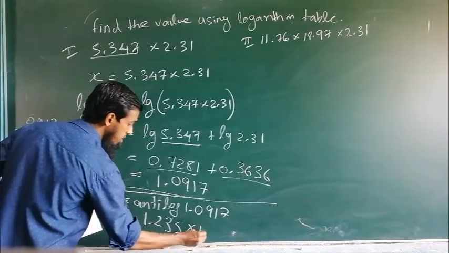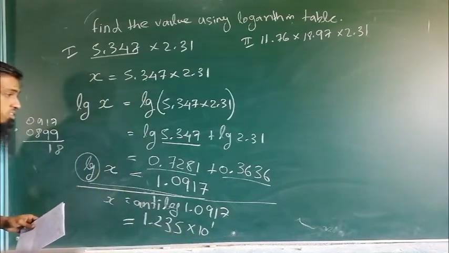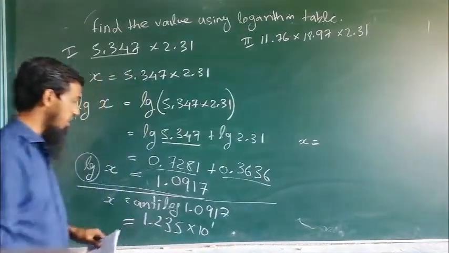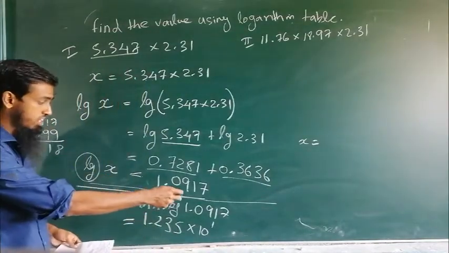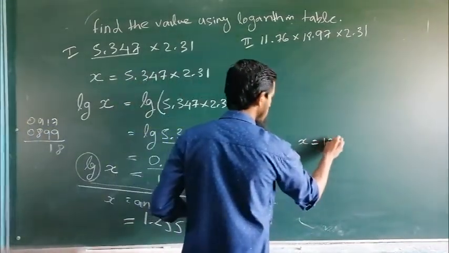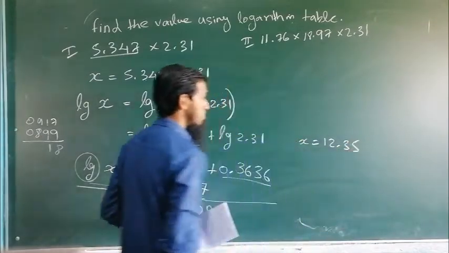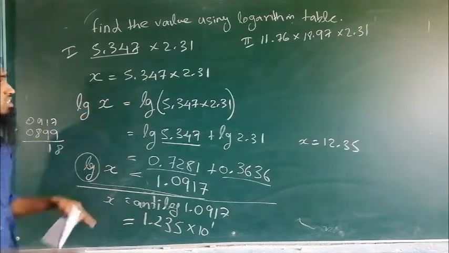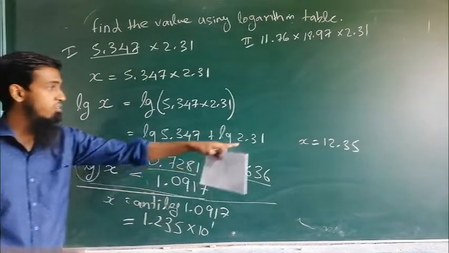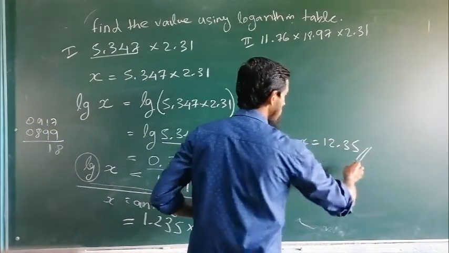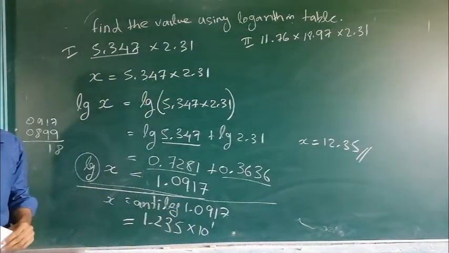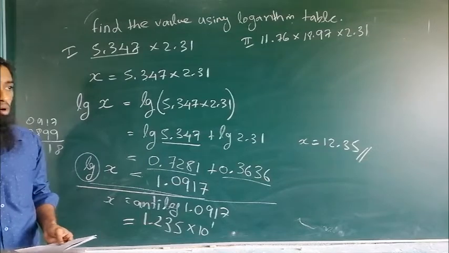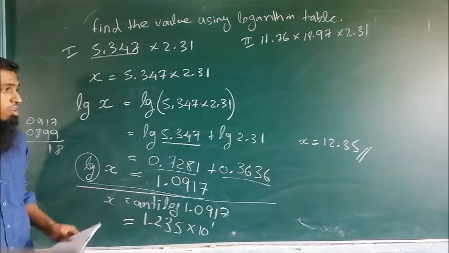So the characteristic part, it's 10 to the power 1. So the last step we can write it as x equal 10 to the power 1, 10, so 12.35. So if you multiply 5.347 with 2.31, the value is 12.35. So that's how we are going to use logarithm laws and what we studied about logarithm, anti-logarithm all together.